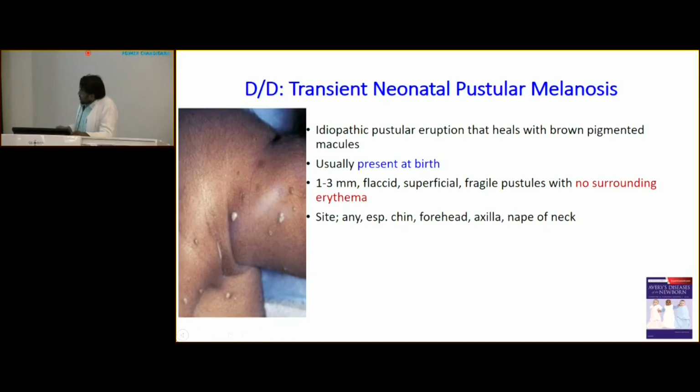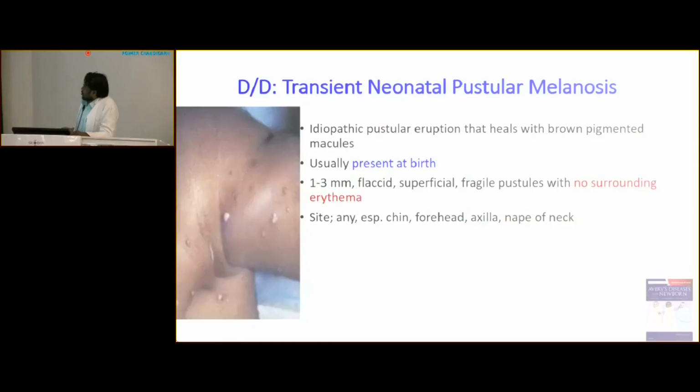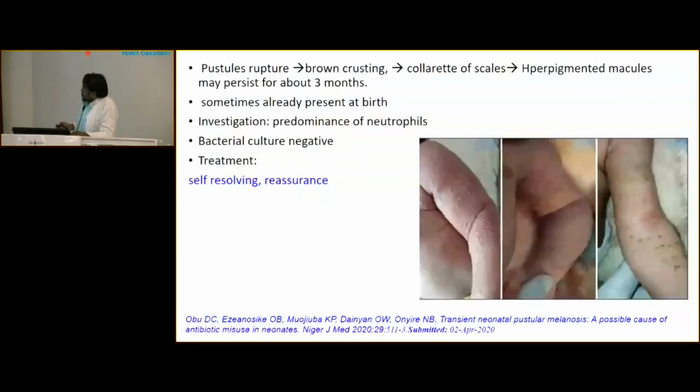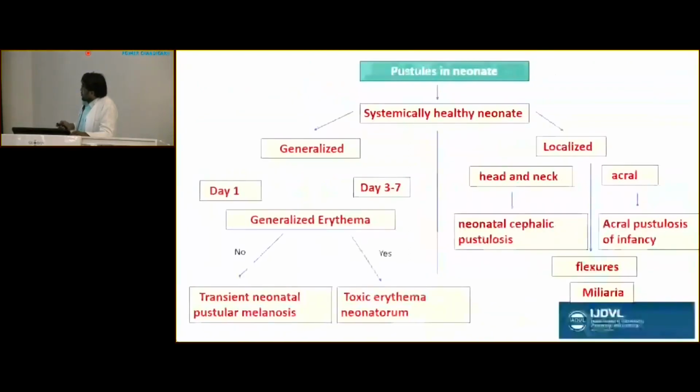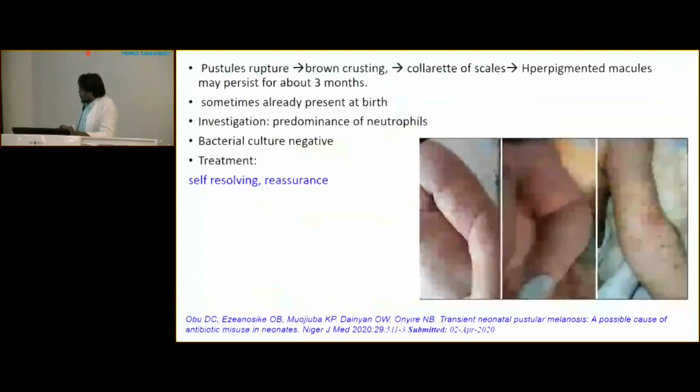See the image here. If you notice the first image, there is no redness in between the lesions. They're discrete, small pustular lesions. So what happened to these pustules? These pustules later on form a brown crusting, collarette of scales, and hyperpigmentation. So if you see, these are the pustular stage. Later on they have a brown crusting, and they form hyperpigmentation.